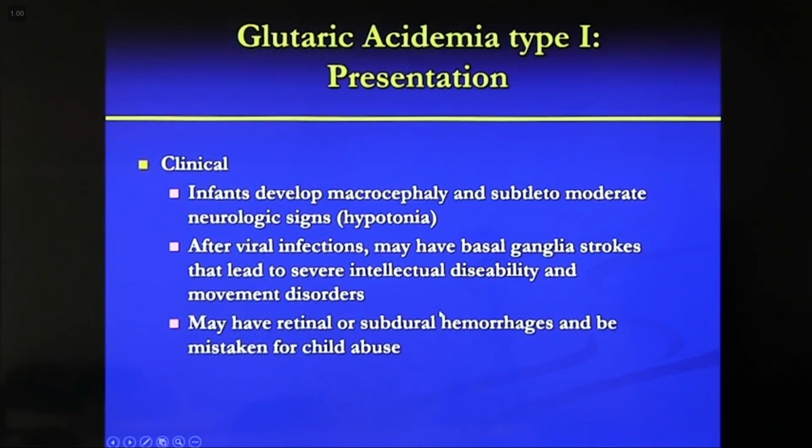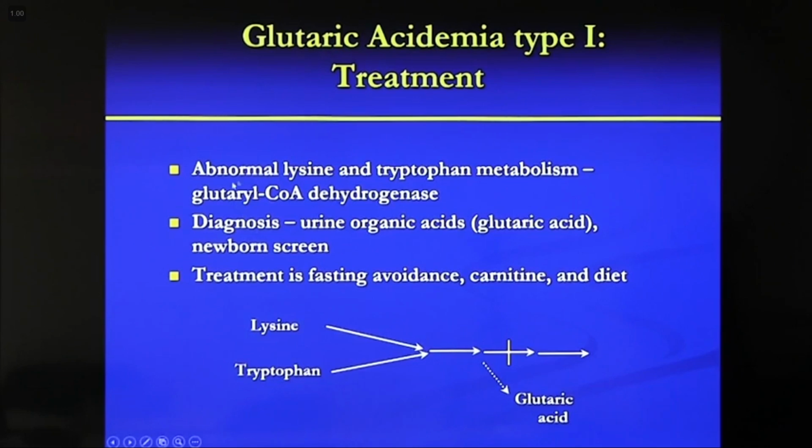Retinal or subdural hemorrhages, and so in this condition, early on, it can be mistaken for child abuse, but there are laboratory studies that you can get or genetic testing that really rules it out. The treatment of this is based on the fact that glutaric acid is a byproduct of lysine and tryptophan metabolism. So you give a special diet that's low in those, and then you avoid fasting. The glutaric acid and other things are toxins, so you give carnitine to get rid of that.